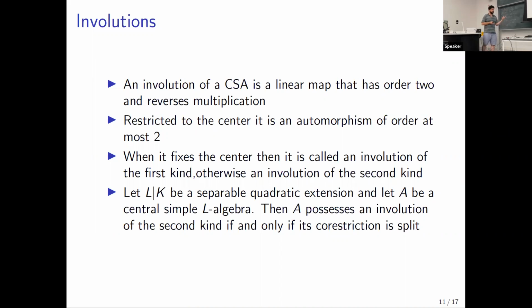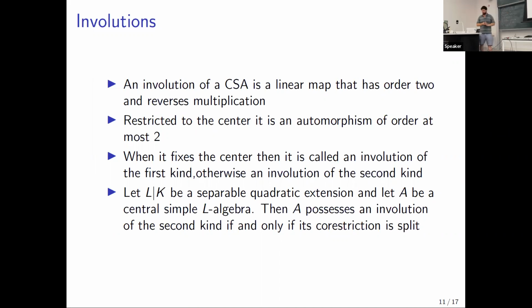And so if you restrict it onto the center, then it must be an automorphism of degree at most 2. So if it's degree 1, it means it leaves the center intact, then it's an involution of the first kind. If it's a non-trivial automorphism of degree 2, then it's an involution of the second kind. To see this with matrices, an involution of the first kind on matrices is just the transpose, and the second kind is the adjoint.